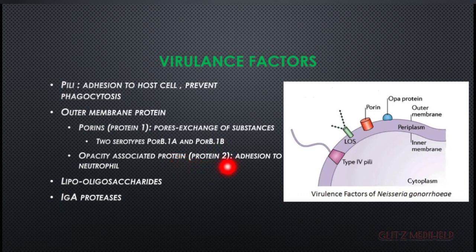The second protein is protein 2, the opacity associated protein, which helps in adhesion to neutrophils. Many other factors are there. To name some, we have the lipo-oligosaccharides. I stress oligosaccharides because in other gram-negative bacteria we commonly have lipopolysaccharides as endotoxin, but here we have lipo-oligosaccharides. The others are IgA proteases, transferrin binding proteins, lactoferrin binding proteins, and so on.